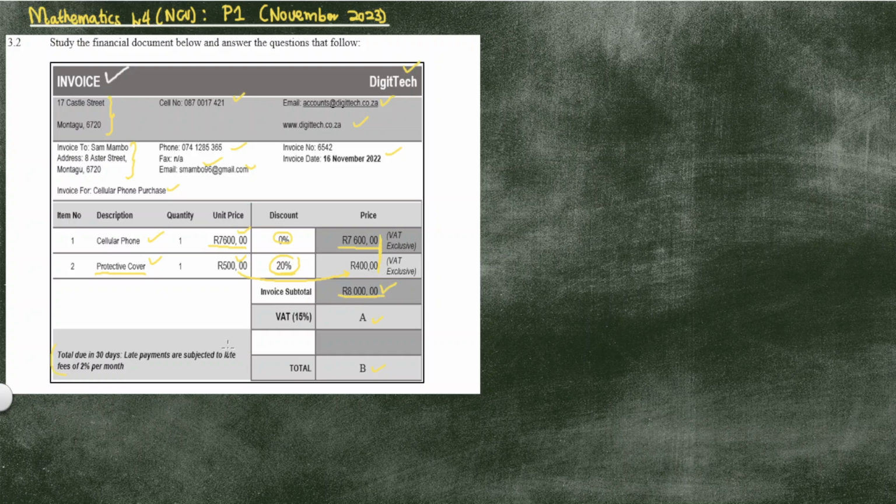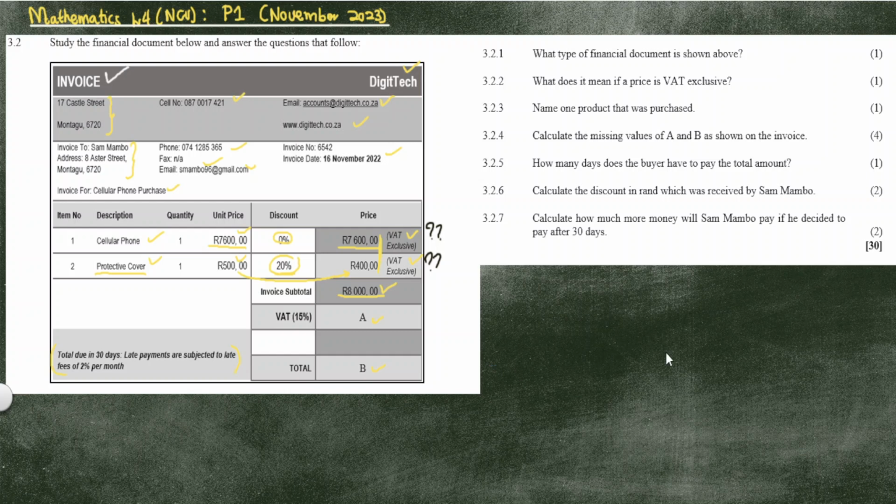There's also another piece of information, right? And then this is VAT exclusive, VAT exclusive. What does this mean? I think there's going to be a question about it there, right? So let's put up the questions.